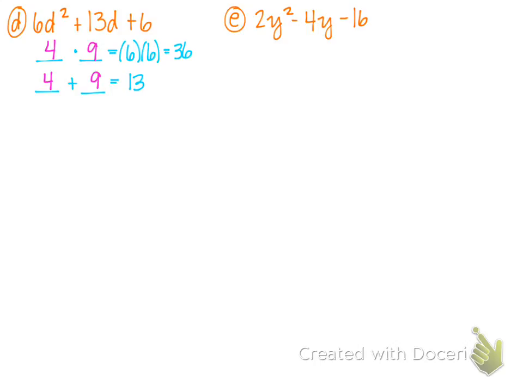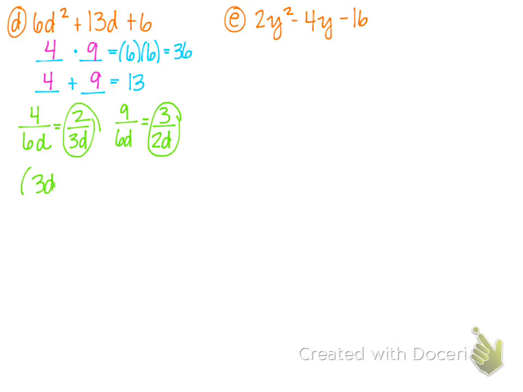So we're going to take what's in our blank. So we have 4 over A, which is 6, and our variable, which is D. And that can reduce to 2 over 3D. And that's one of our terms. Then we have 9 over 6D, and that can be reduced to 3 over 2D. So my first term, 3D plus 2. And my second term, 2D plus 3. And there's our factored trinomial. And I actually lied. We have another example after E.